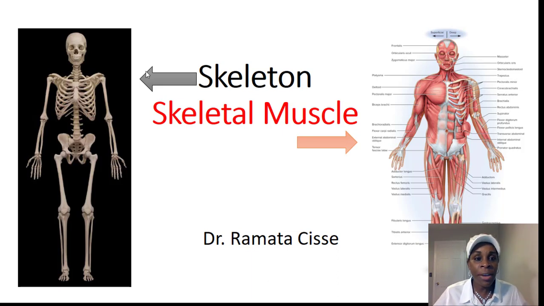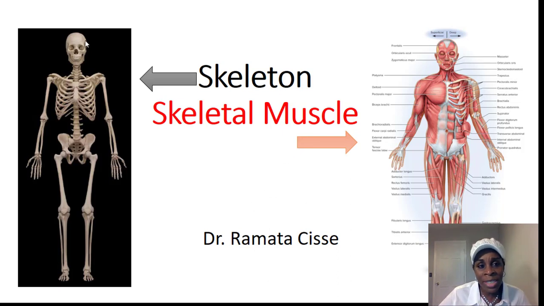If you look at the picture on the left and right, you see the skeletal system on the left. By now, you should know the name of all the 206 bones in adults. And on the right, you see all the muscle that covers those bones. They're attached to the bone. The reason why the skeletal muscle is called skeletal is because it's the muscle that is attached to bones, right?